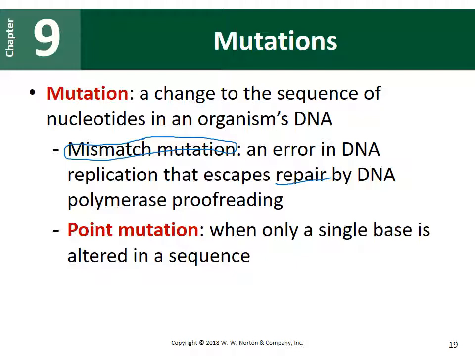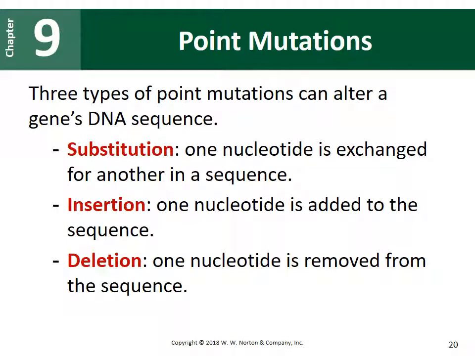So a lot of times this will lead to what's called a point mutation when only a single base is altered. And there's a couple of different types of point mutations, 3 specifically. So 3 different types of point mutations that can alter a DNA sequence. There's substitution. So this is when one nucleotide is exchanged for another in a sequence.